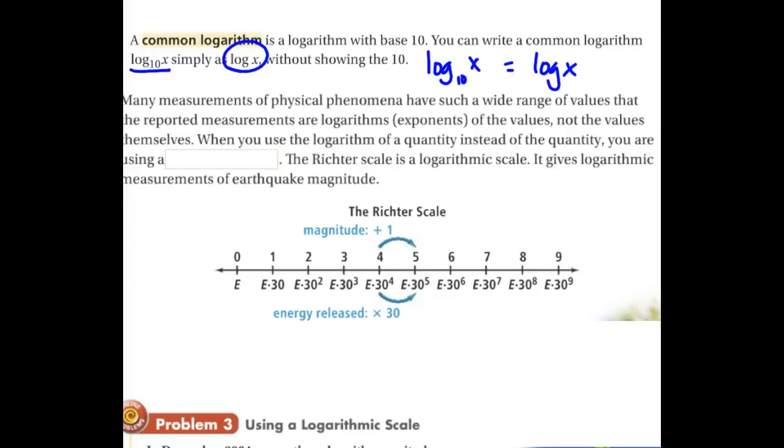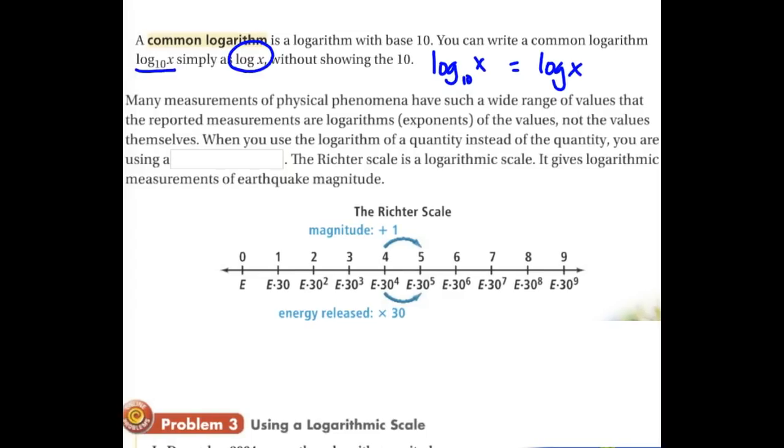All right, many measurements of physical phenomena have such a wide range of values that the reported measurements are logarithms or exponents of the values, not the values themselves. When you use the logarithm of a quantity instead of the quantity, you are using a logarithmic scale. The most common one that people have heard of is the Richter scale. It's a log scale used to measure the magnitude of an earthquake.